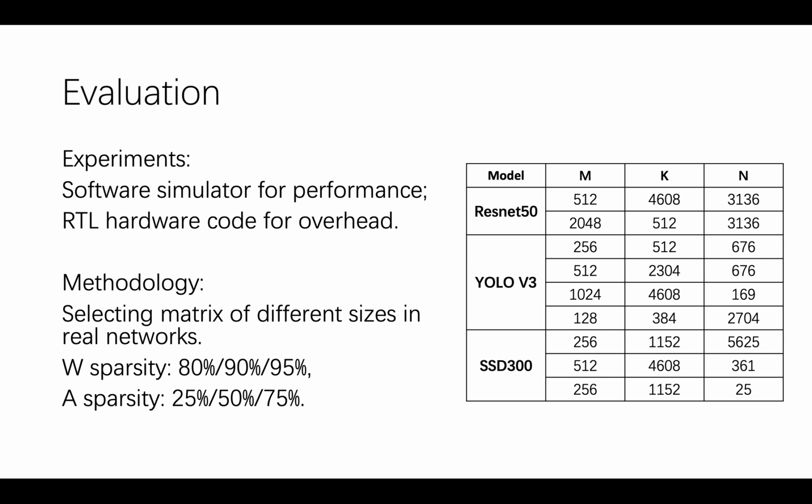We conduct experiments to evaluate the performance of DSSA. We implement the logic design of DSSA using Verilog in RTL, and we built a C++ based cycle accurate simulator to evaluate the speedup of DSSA. We select 9 representative networks in ResNet 50, UNet V3 and SSD 300 as workloads. Weight sparsity is set to 80%, 90%, and 95%, and activation sparsity is set to 25%, 50%, and 75%.